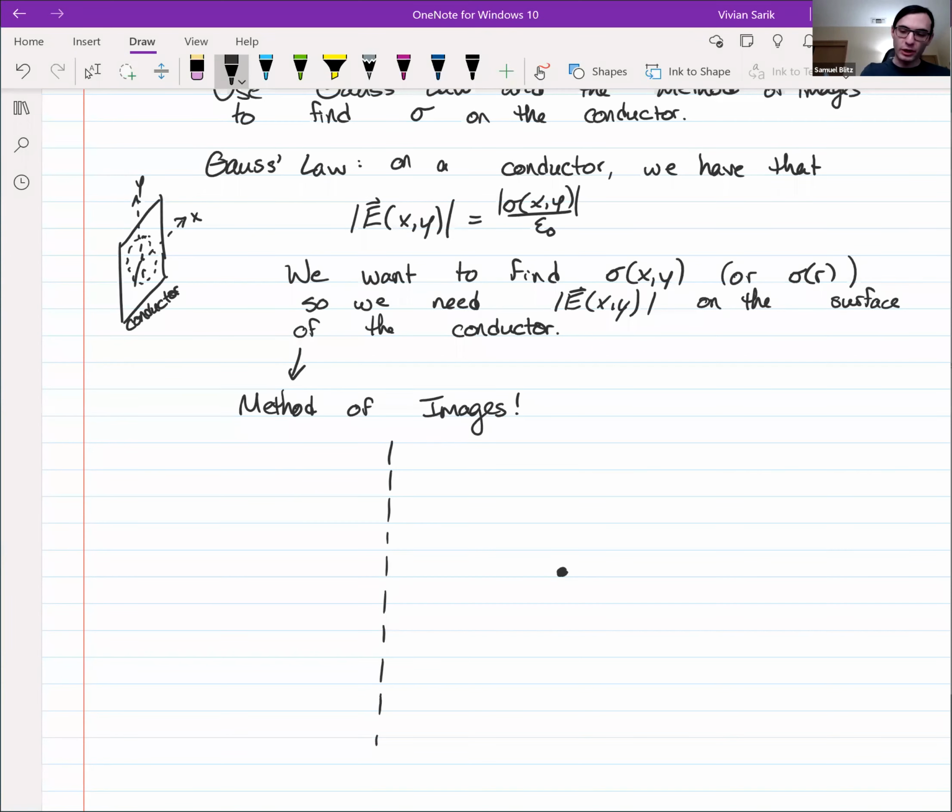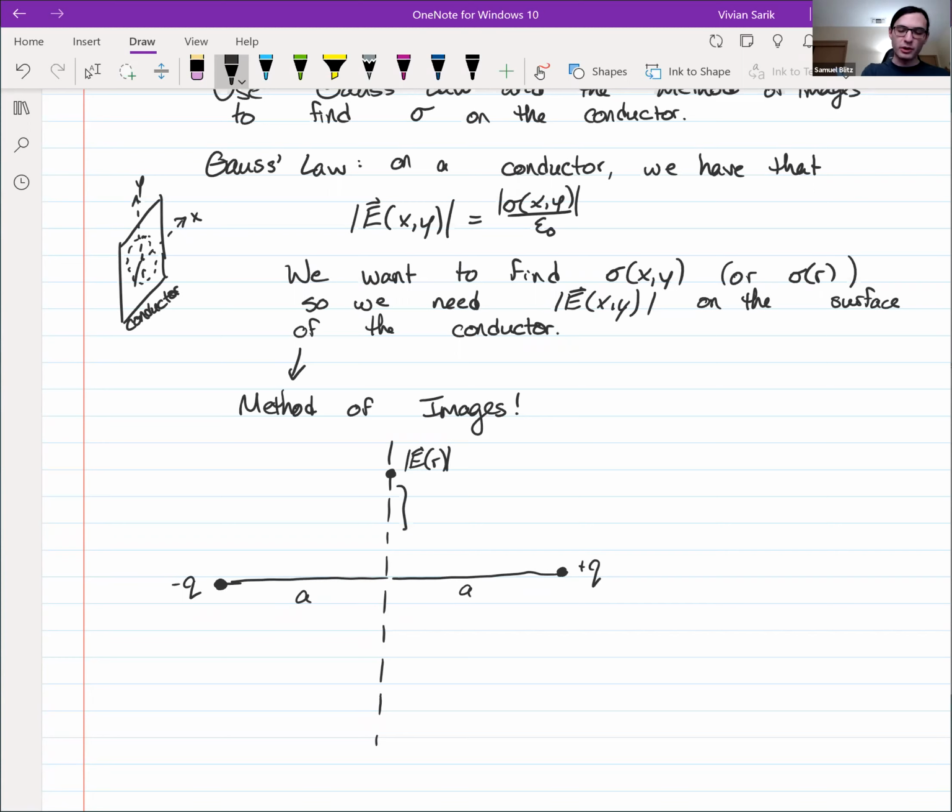So we have a plus q here, say. And so the method of images would suggest this distance is a, this distance is also a, and that we should put an image charge with charge minus q on the other side of the conductor. So let's say we're interested in the electric field at this point. We want to know what the magnitude is at this point. Now I'm going to call that E of r.